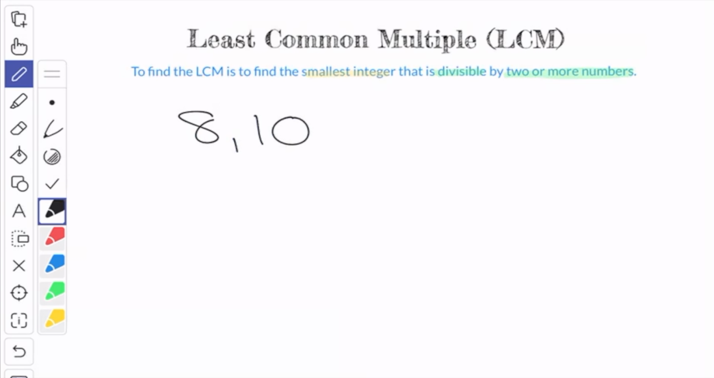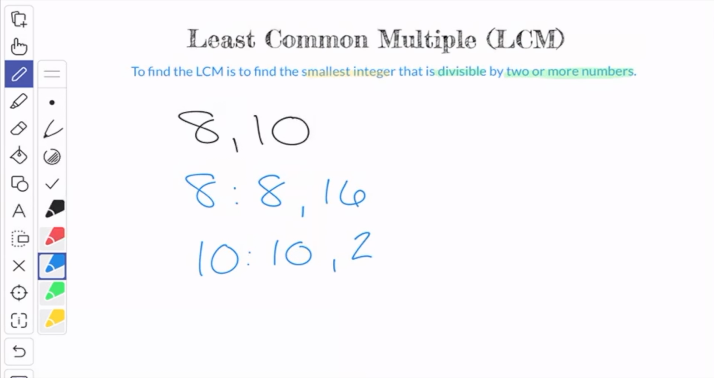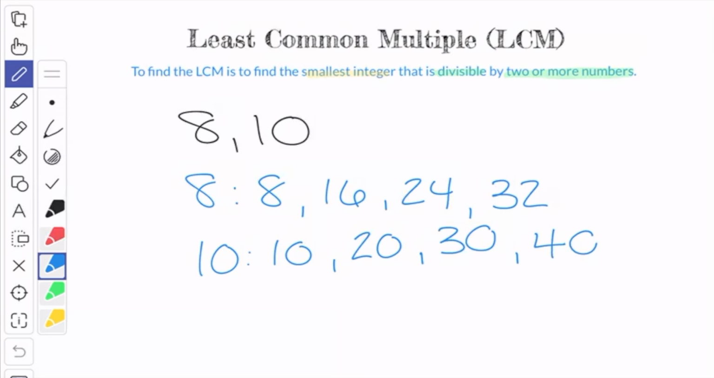8 and 10. Going to set up my problem. 8, semicolon, 10, semicolon. Bringing out my multiples. 8, 10. Continuing it. Go to 16. In my 10s, I go to 20. Continuing it, 24. In my 10s, I'm at 30. Continuing, 32. In my 10s, I go to 40.